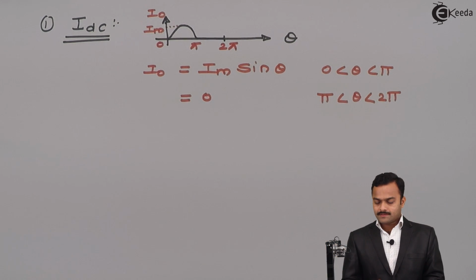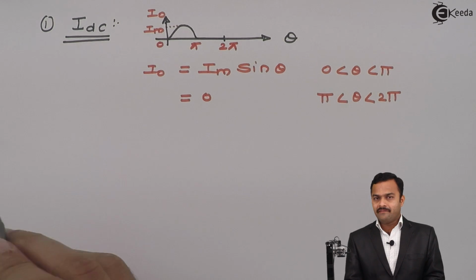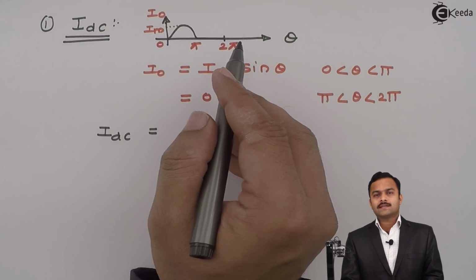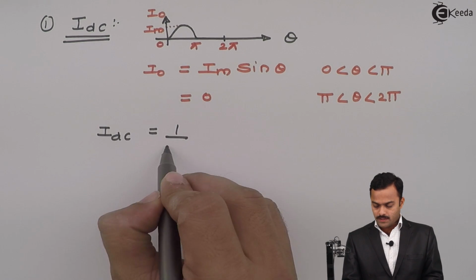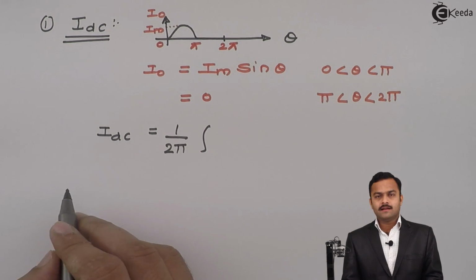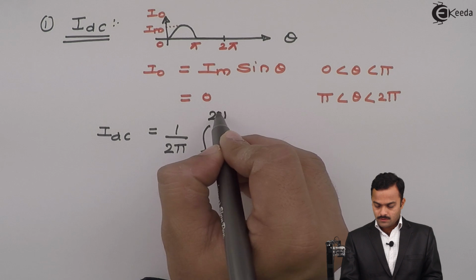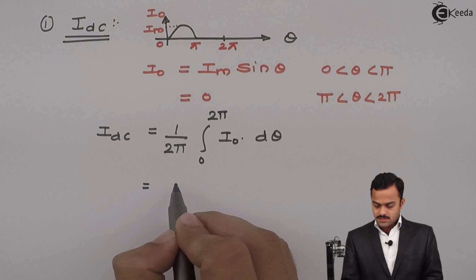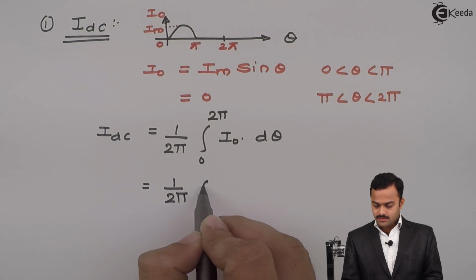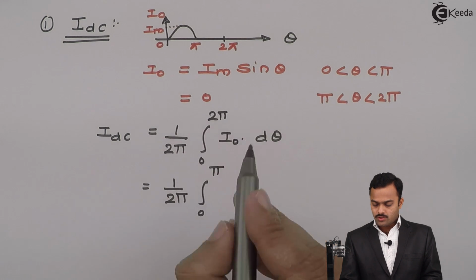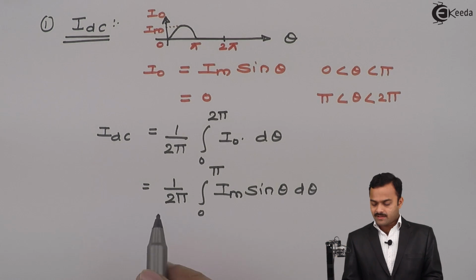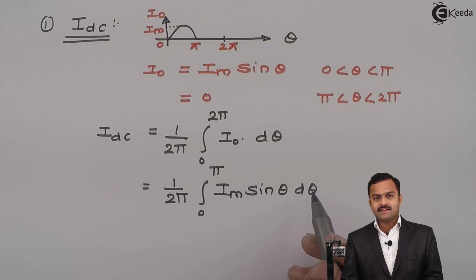So now we have to get DC value, it is nothing but an average value. So IDC is nothing but total time period is 2 pi, so 1 upon 2 pi integral 0 to 2 pi IO d theta. Since only during 0 to pi IO is Im sin theta and otherwise it is 0, I will consider IDC as 1 upon 2 pi integral 0 to pi Im sin theta d theta.